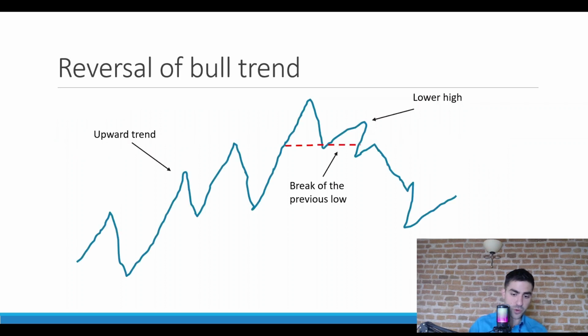So let me show you an example here. We have an upward trend and each rally is higher and bigger than the previous one. We do a higher high followed by a higher low, another higher high followed by another higher low, and then we have another higher high. However, the next high is lower than the previous one, so something is happening here. And when we do a lower high and then we break the level of the previous low, we can say that we have seen a reversal within the bull trend.